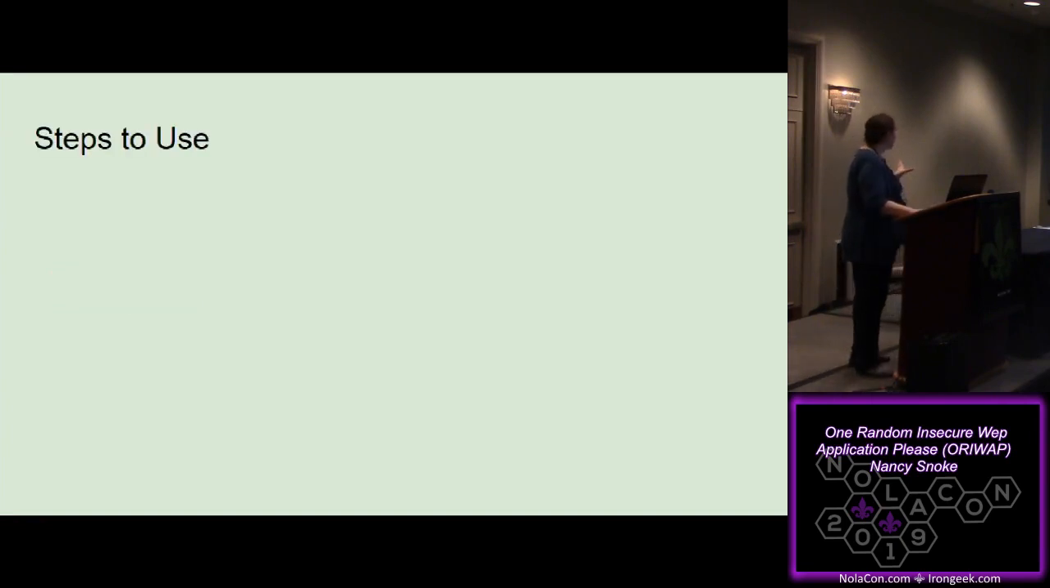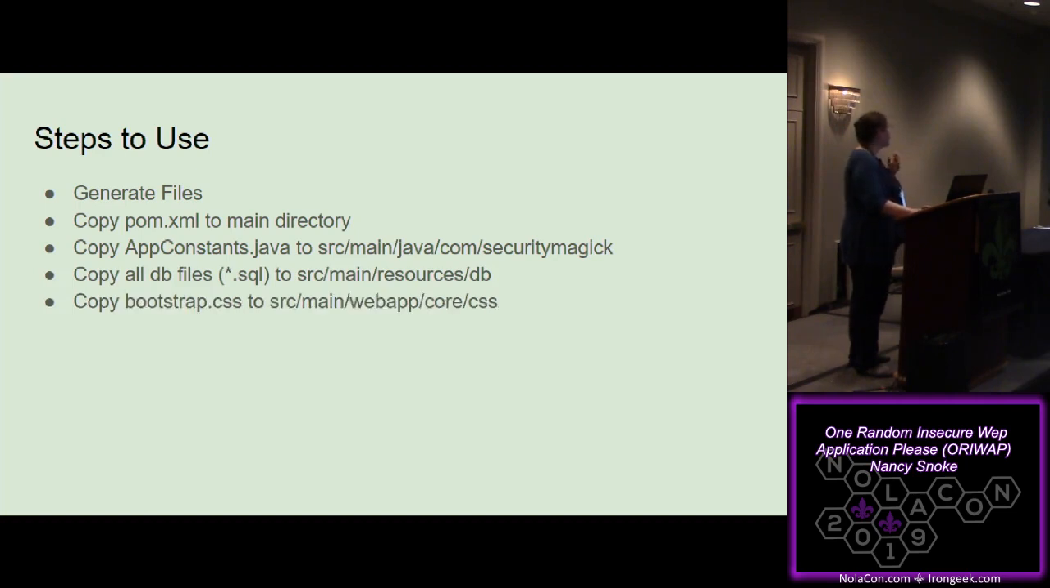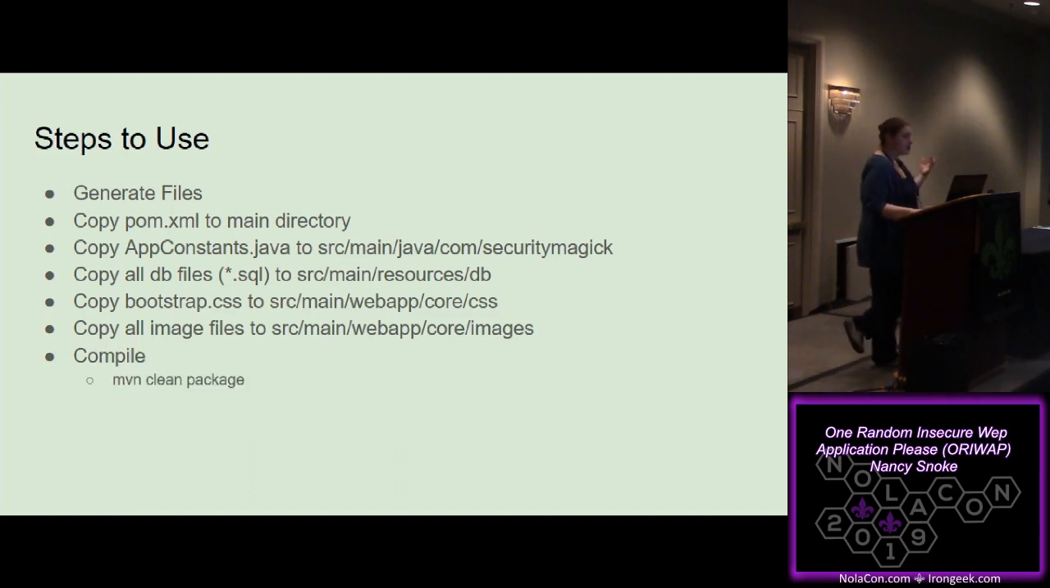Alright. So, these are the steps we had to do, really quick. Download the base web application, which is on GitHub and publicly available, so that's easy. Then you generate the files, and you copy the POM to the main directory, the app constants to source main Java com security magic, the DB files to source main resources DB. I'm doing this really quick because that's what we just did. Copy bootstrap.css to source main webapp core CSS, copy all the image files to source main webapp core images, compile with Maven clean package, deploy, and copy to the Tomcat directory. So that's what we just did.